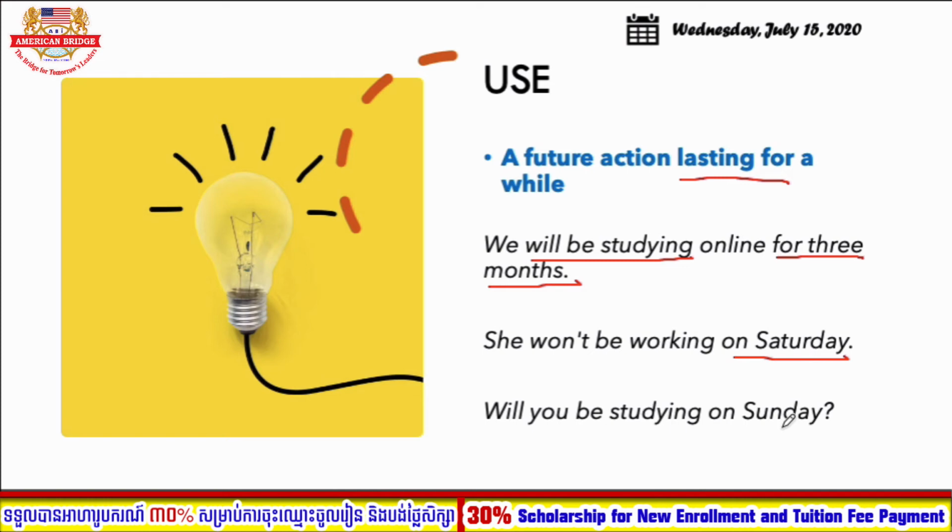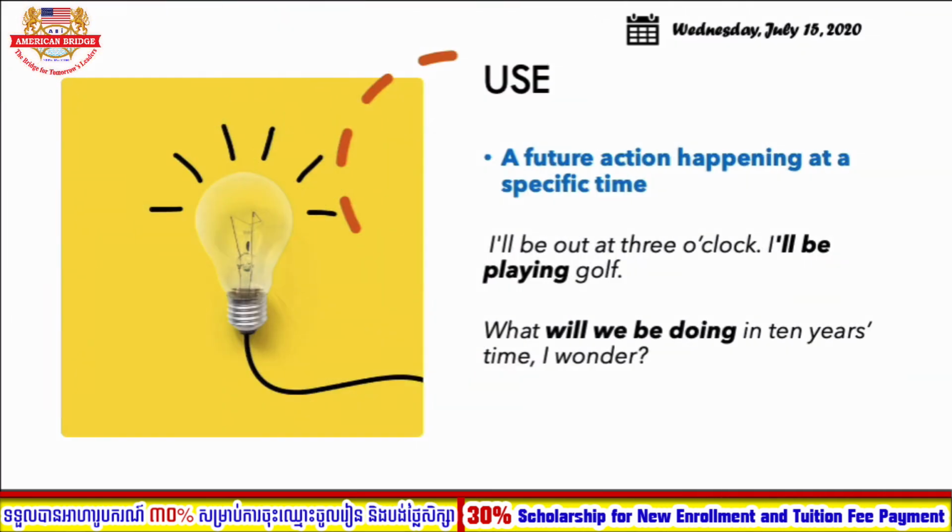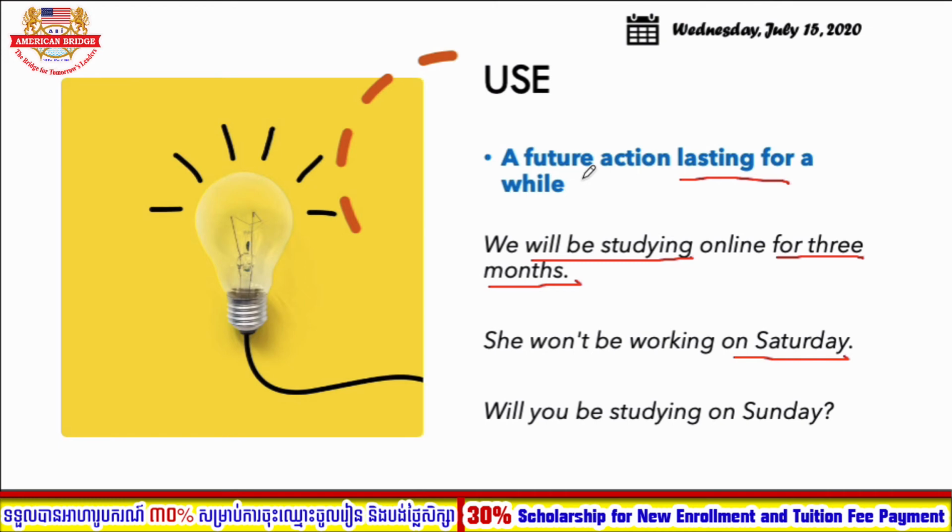Alright, now everyone, we have studied some of the form of the future continuous and also looked at the usage. It's time to practice some exercises in order to be familiar with those topics. But before we move on to the exercise, again, let's recap the usage of the future continuous. We use future continuous to talk about a future action happening at a specific time in the future, and also for a future action which is lasting for a while.